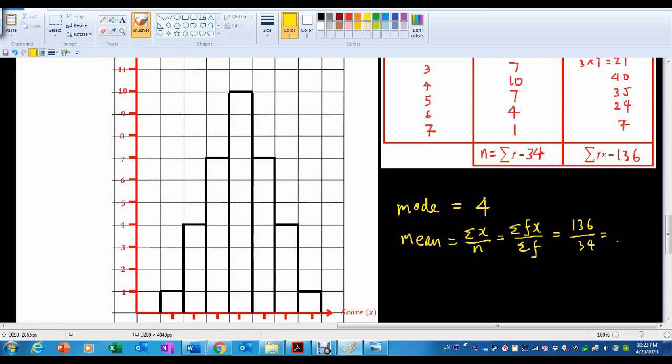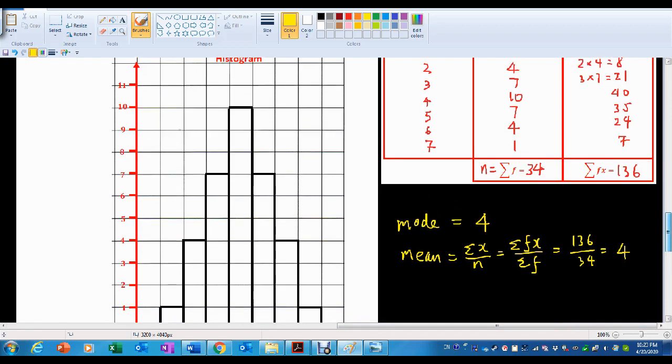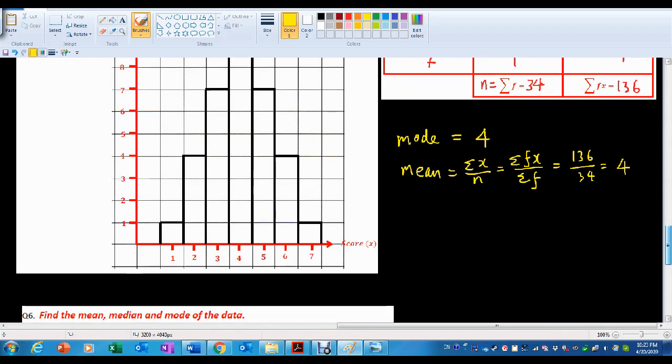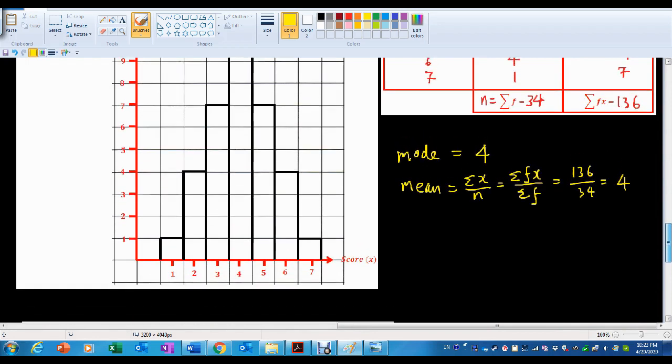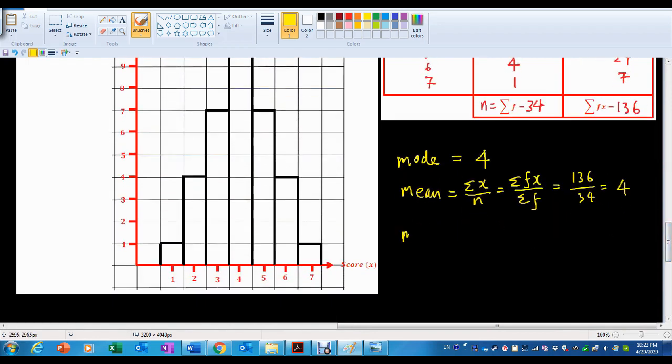So it's 4. Okay, so there are 34 data. The total sum of data is 136. So when you divide them, it becomes 4. Okay, and the most difficult one could be median.